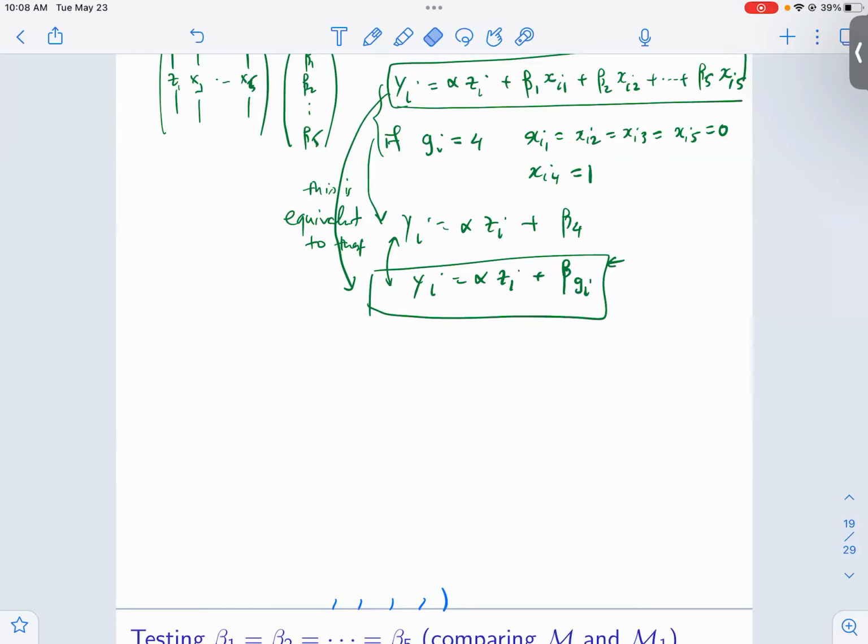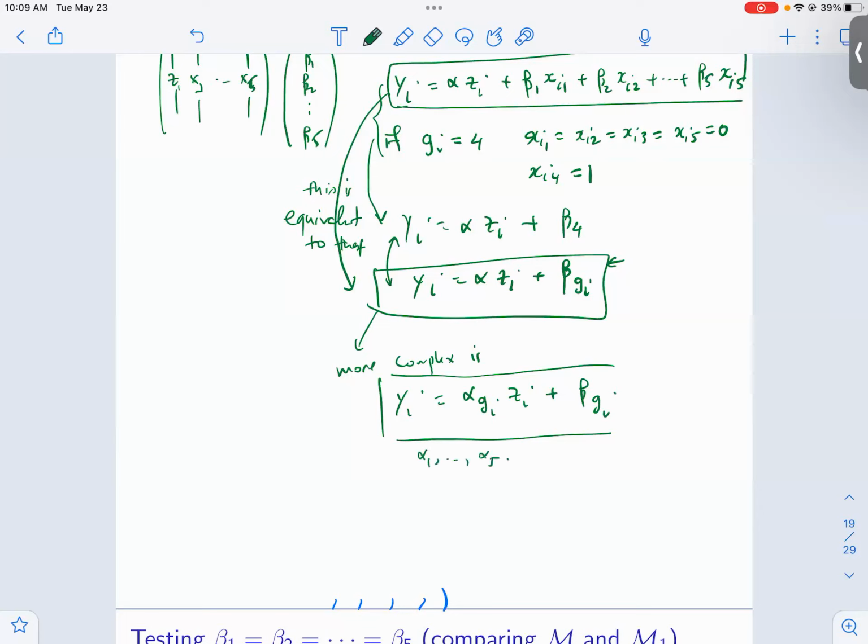So let me write a more complex model: y_i is equal to alpha_{g_i} z_i plus beta_{g_i}. One of these models is strictly a supermodel, or one is a submodel of the other. One is contained in the other. In this model, you have alpha_1 up to alpha_5, and then beta_1 up to beta_5. In the other model, you just have alpha and beta_1 up to beta_5.